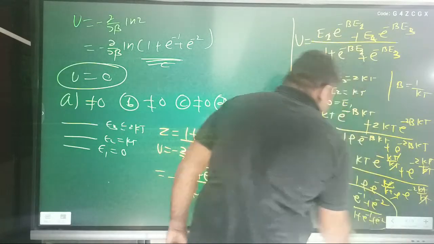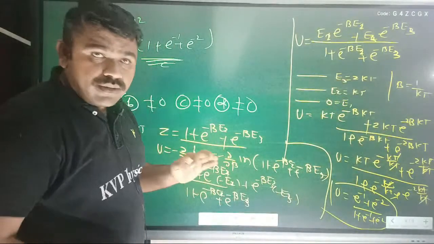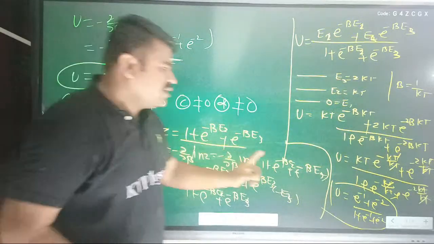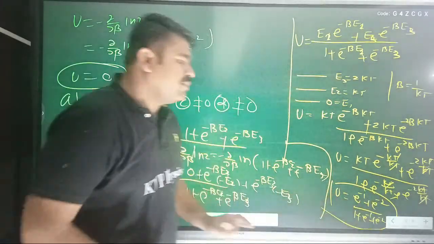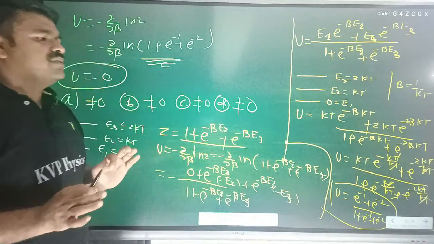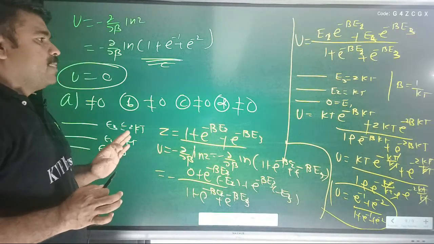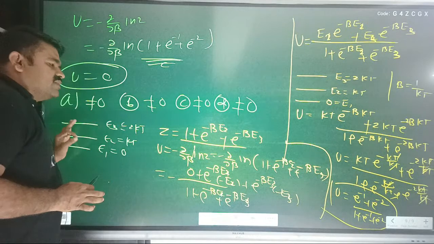आप देखेंगे आंसर तो 0 है, इसमें कोई भी आंसर 0 है ही नहीं. What is the answer actually? E to the power minus 1 plus e to the power minus 2 upon 1 plus e to the power minus 1 plus e to the power minus 2. Clear? इसमें सबसे इंपॉर्टेंट बात है, थोड़ा पेशेंस रखिए.